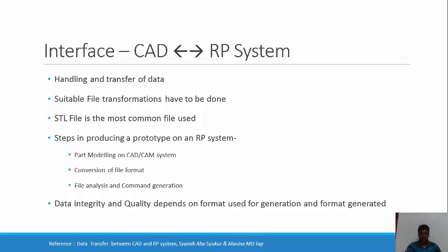There are two factors that can affect the data integrity and quality of the model produced during the interface between the CAD and the rapid prototyping system. These are the format used to translate the CAD model into a file that the RP system understands, and the tessellation process used in generating the file format.